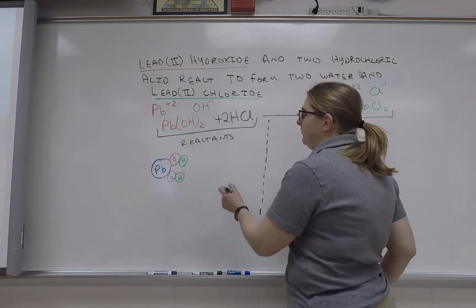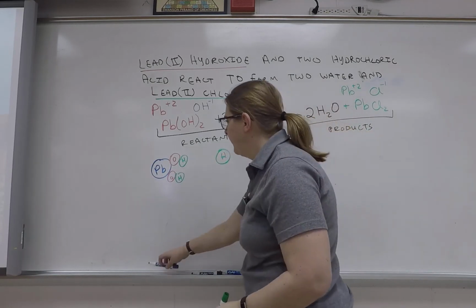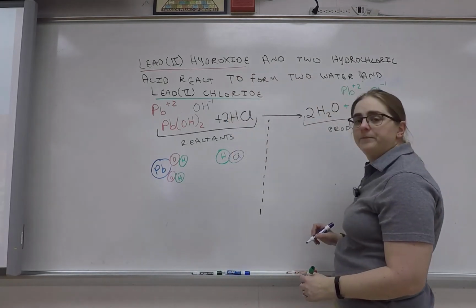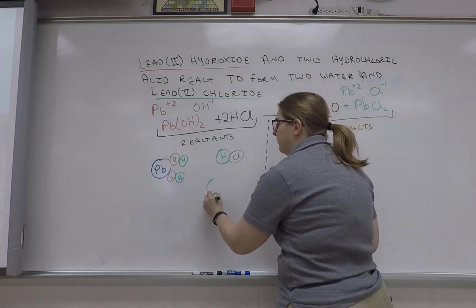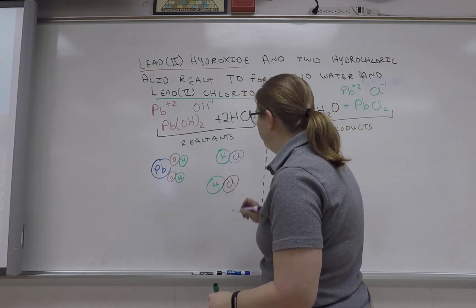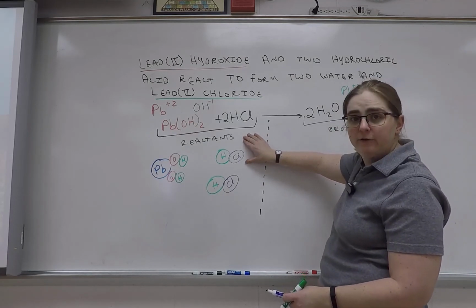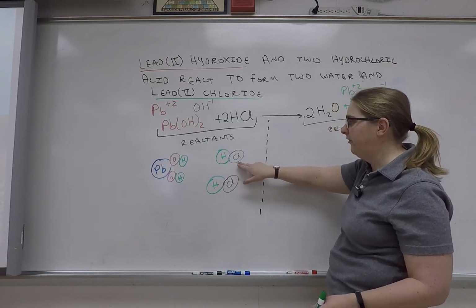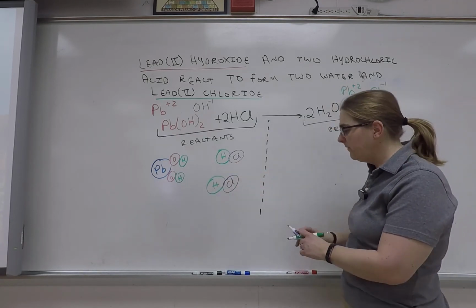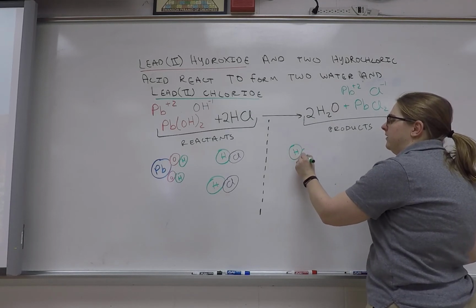Now, if I look at my HCl, this one, I've got an H and a Cl. Now that 2 in front means that I have 2 of these molecules, so I'm going to draw it twice. So I've got them separated to show that the formula is just HCl, but that formula shows up twice.